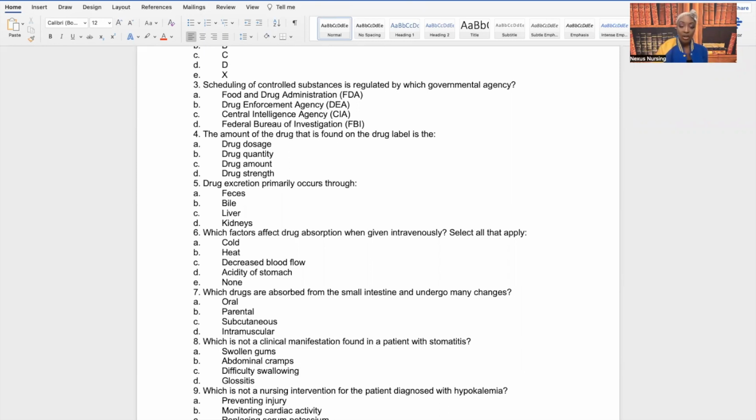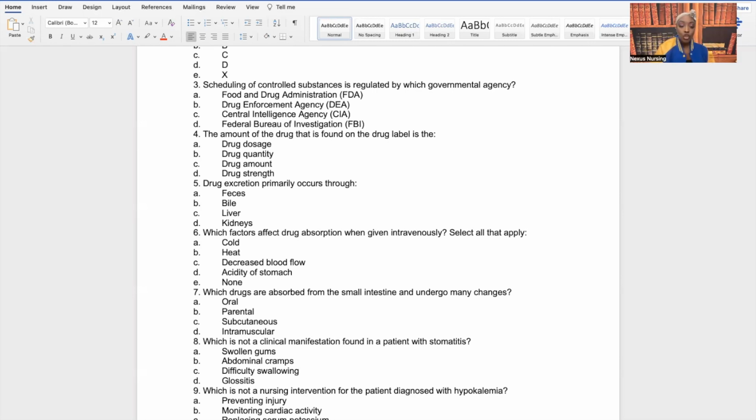Number four, the amount of drug that's found in the drug label, is it drug dosage, drug quantity, drug amount, or drug strength? Drug quantity is how much is actually in the bottle, right? The drug dosage, that is how strong each tablet or capsule or whatever it is, the dosage is the strength.